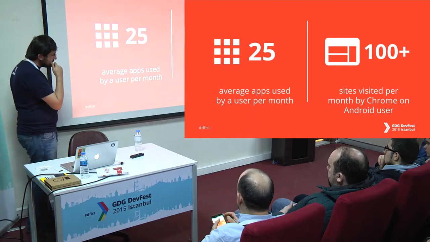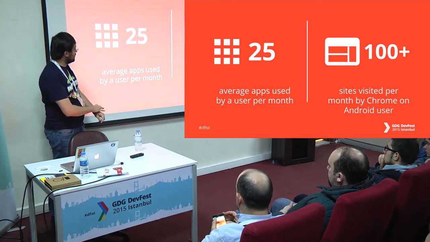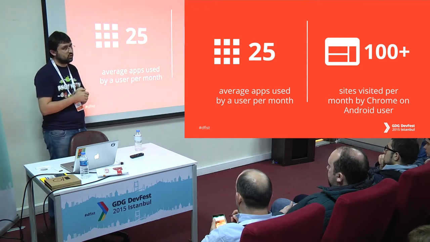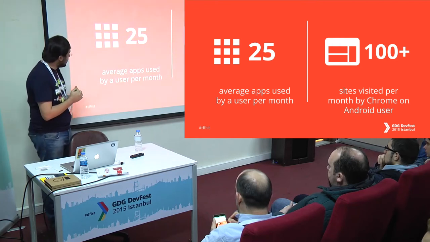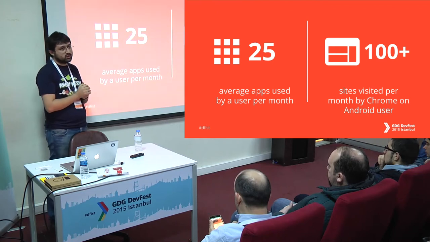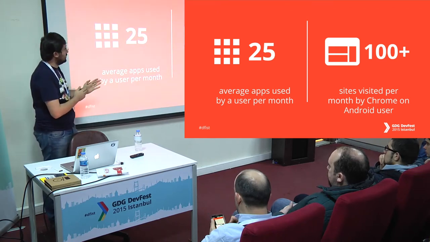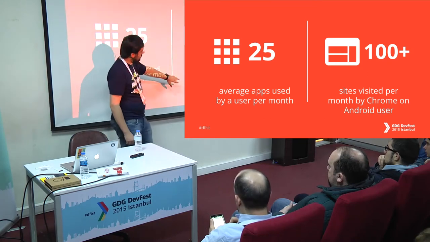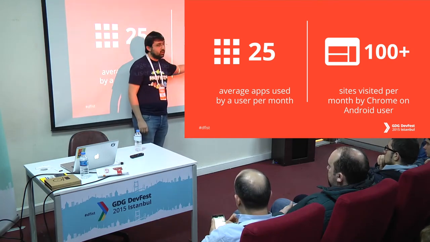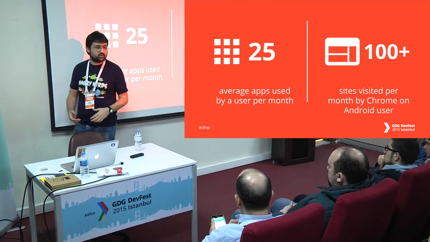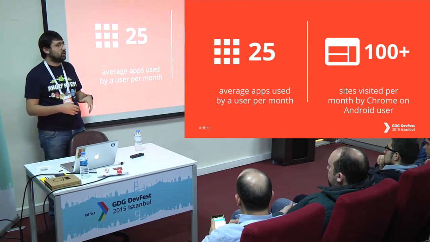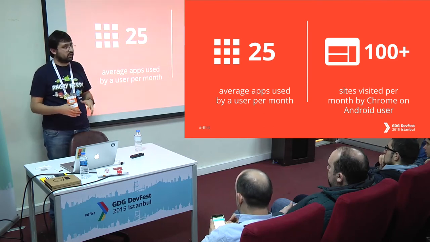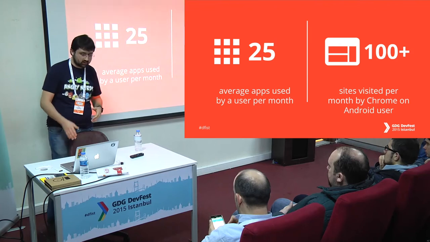And the other numbers are for the marketing people. As of the last year, the usage of Chrome and Android: an average user uses 25 apps per month. And on the other side, the same user, on Android, just on Chrome, navigates over 100 websites. That means you are creating an application, but they use web pages four times more.